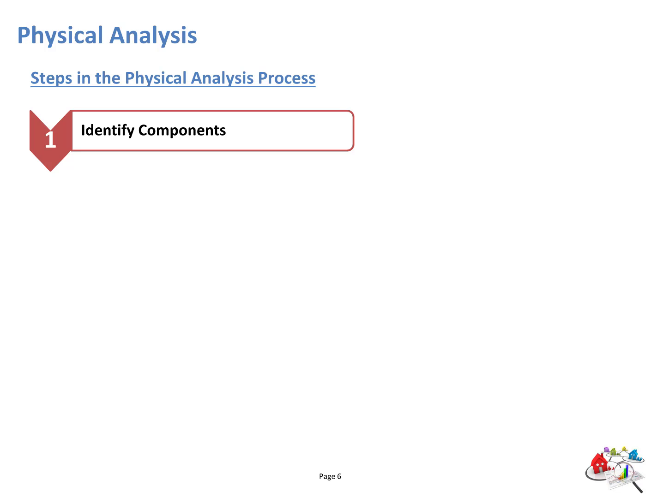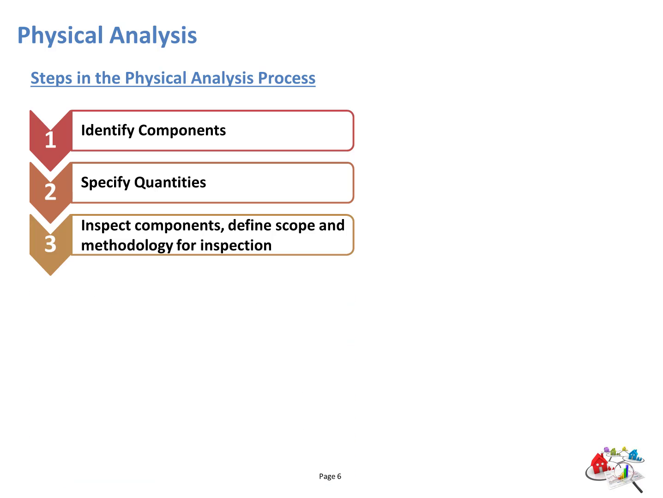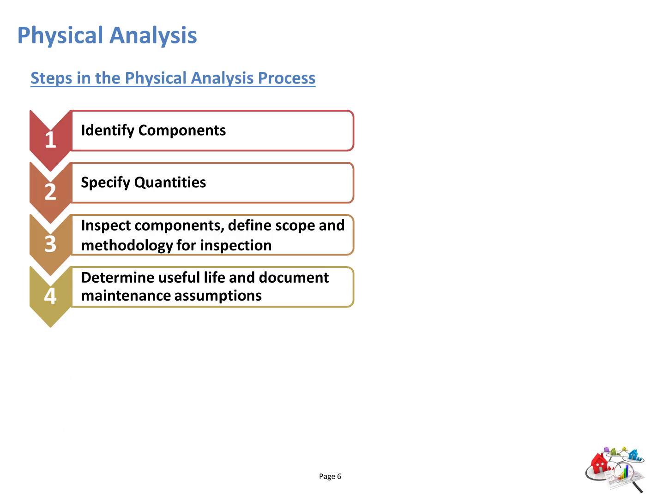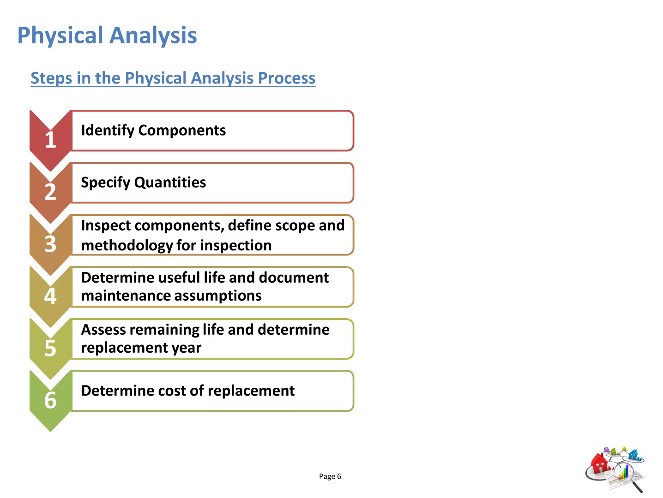The first is quite obvious: identify the components. Then specify the quantities. Inspect those components, so you need a methodology for inspection and a defined scope. Then determine the useful life and any maintenance assumptions. Assess the remaining life and determine the replacement year, and then determine the cost of replacement.